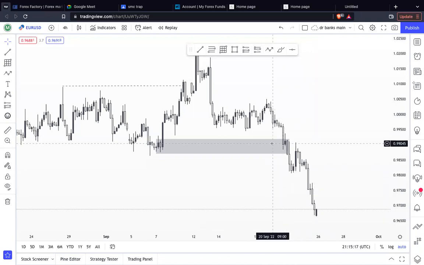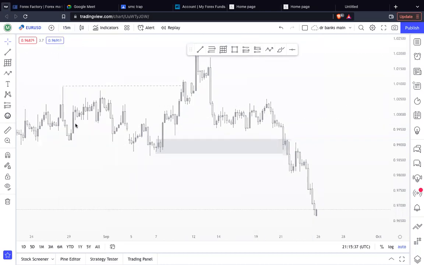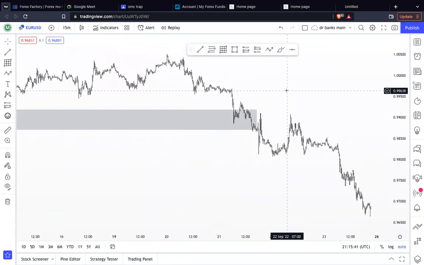The next step. For an intraday trader, what time frame do you use for your entry point? Where do you take your entries? Sir, 15 minutes. Okay. So the next thing you should do is to go straight to your entry time frame. That's why it's backtesting. Straight to your entry time frame.